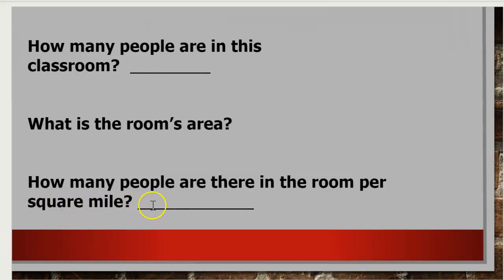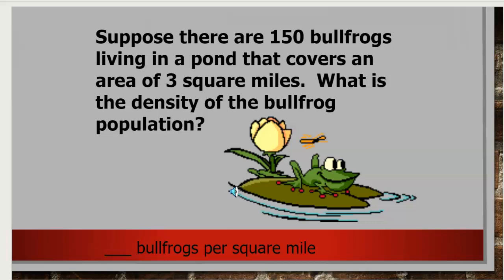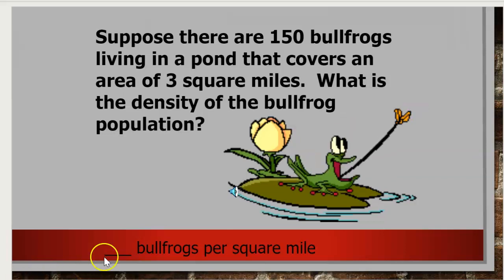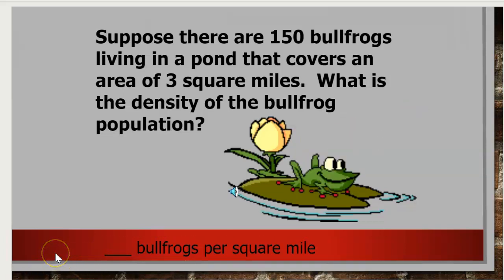Okay, so there's 0.1, 1/10 of a person per square foot. Let's look at another one. Suppose there are 150 bullfrogs living in a pond that covers an area of 3 square miles. What is the density of the bullfrog population? We've got 150 bullfrogs, and they live in 3 square miles. So we take 150 divided by 3. That's going to give us 50 bullfrogs per square mile.